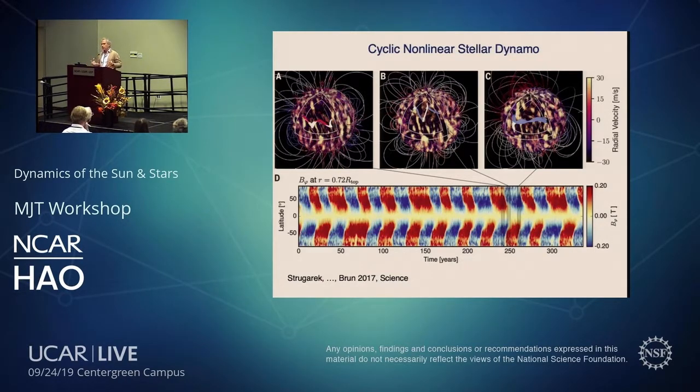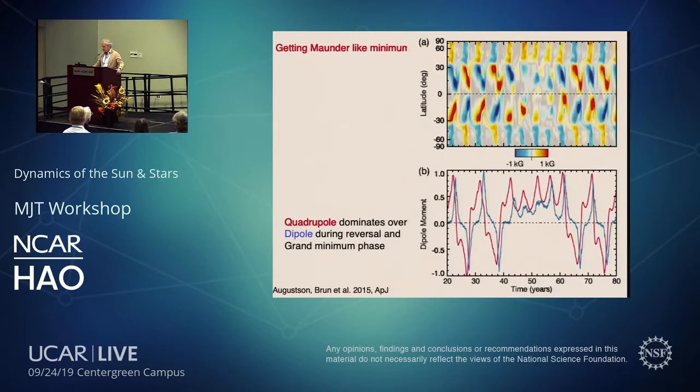So we are making progress. And I will come to you later to the point where we are still failing to do a few things. And one interesting result that we also got with Yuri and a few other colleagues like Kyle is to be able to get some of this dynamo to shut down and get into a Maunder minimum-like situation.